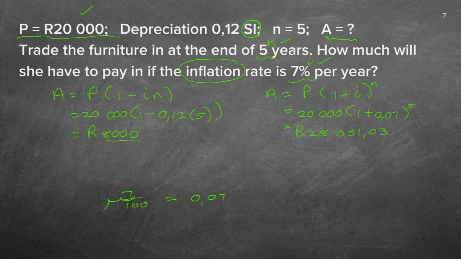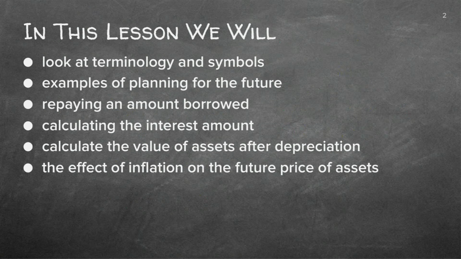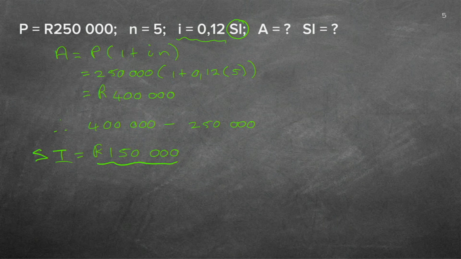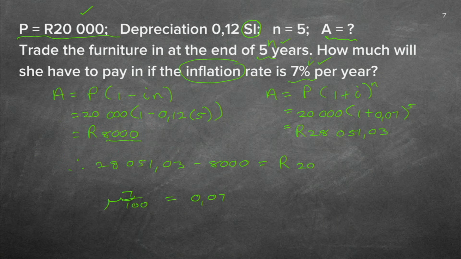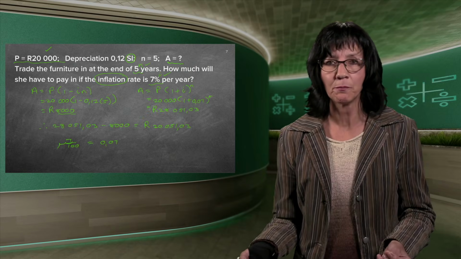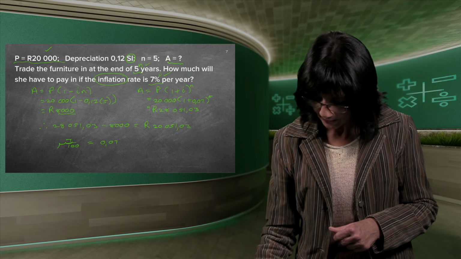How much will she have to pay in? So, that 28,051 Rand and 3 cents, she's only going to get 8,000 for her furniture at the end. So that is 20,000. Oopsie, what am I doing? Let's just move to the right. 20,051 and 3 cents that she has to pay in at the end. Good. Still straightforward, but you see the difference is the different formula that we pick. We need to know when to pick which formula.